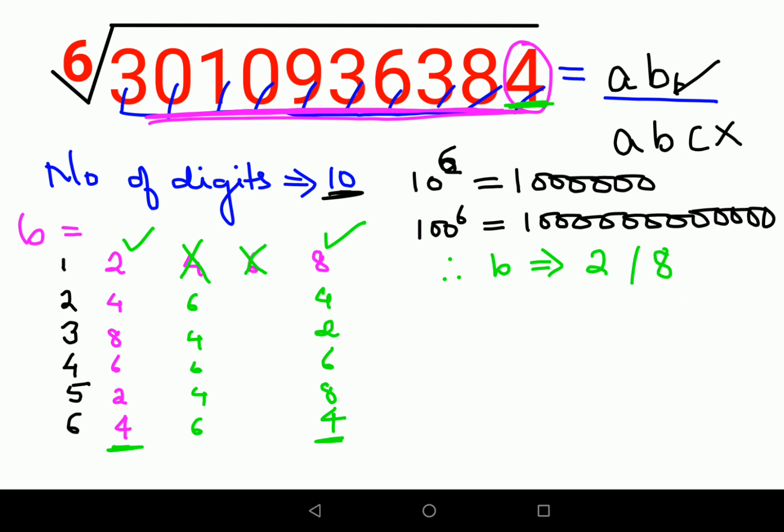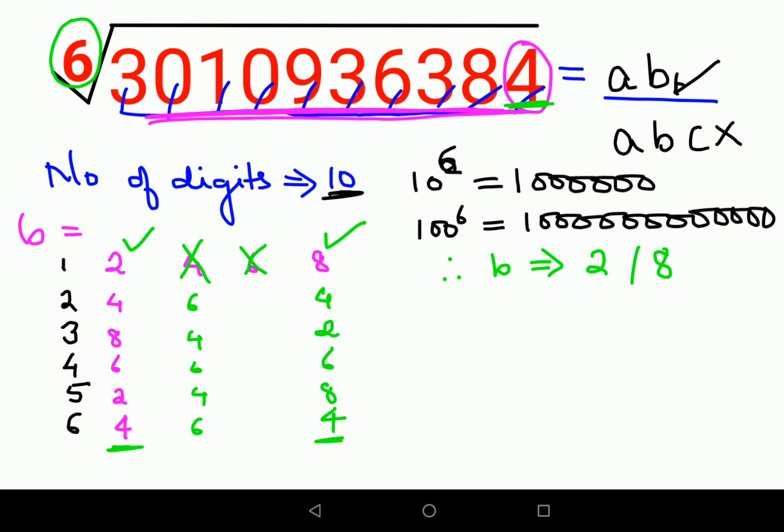Okay. Now how do you look for the value of A? This is super important for everyone who is trying to find the square root or any power root of a big number. What you have to do in that case is pay close attention to the power or the root number. So here we have the sixth root.